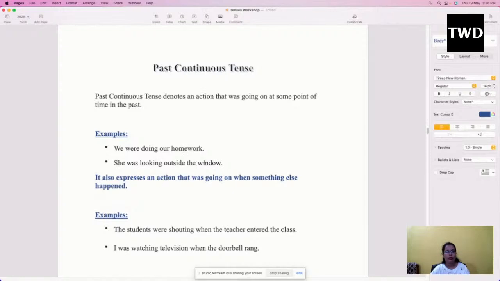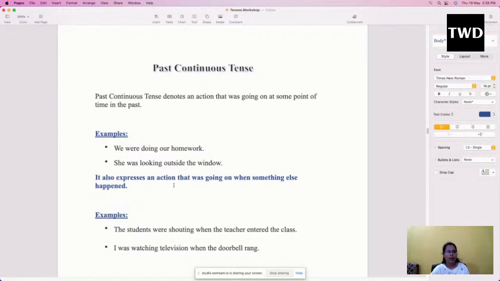She was looking outside the window. Have you seen small kids? Always they keep on complaining about somebody or the other. Then what they will say to their teacher if somebody was looking at the window before the teacher looked at her? What they will say? She was looking outside the window. Means a few minutes back she was continuously looking outside the window.